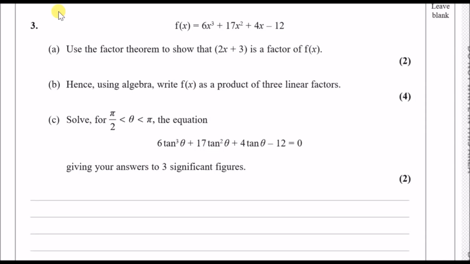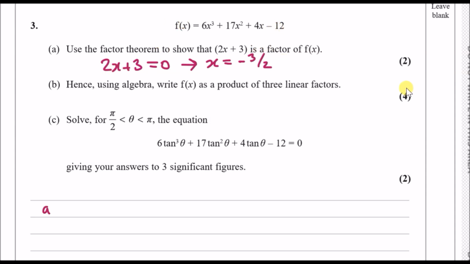Okay, question 3. Use the factor theorem to show that 2x plus 3 is a factor of this function above. According to the factor theorem, if we let this linear term, 2x plus 3, equal 0 and find a solution for x, in this case x would be minus 3 over 2. And if we substitute this value of x into this function, then we should get no remainder.